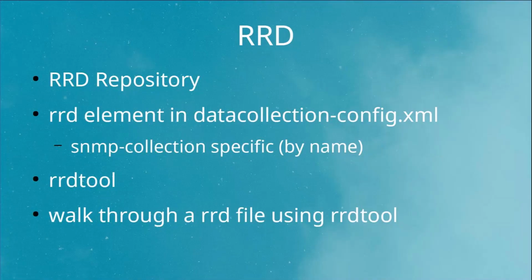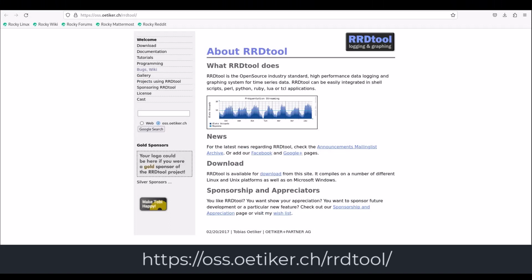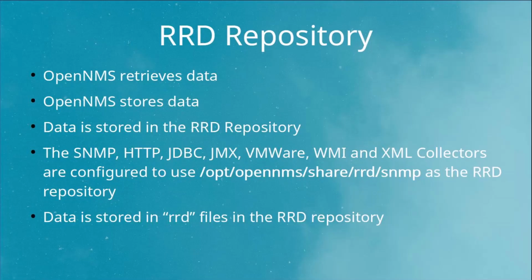There are a number of RRD components in OpenNMS, including the RRD repository, the RRD element in the various data collection configuration elements, and the tools that come with RRD, particularly rrdtool. This is the rrdtool homepage. rrdtool is the work of Tobias Oetiker and others. RRD stands for Round Robin Database. With RRD, time series data, almost any kind of data, is stored in a circular buffer of a data store.